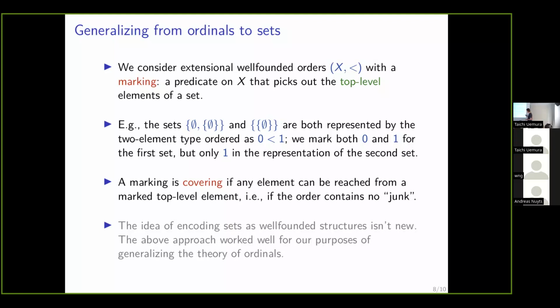Now this idea, as Rich stressed, is not new at all. This idea of encoding sets as well-founded structures is very old. In particular, there's quite a bit of work in category theory by Osius, Taylor and Adamek. But this approach actually worked quite well for us, as we'll explain, for generalizing this theory of orders.